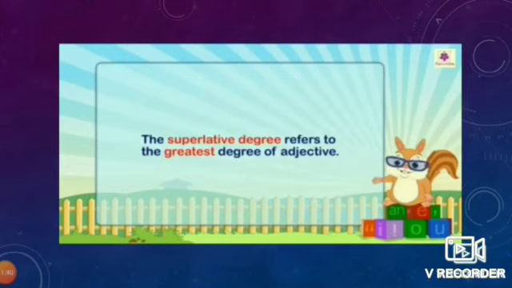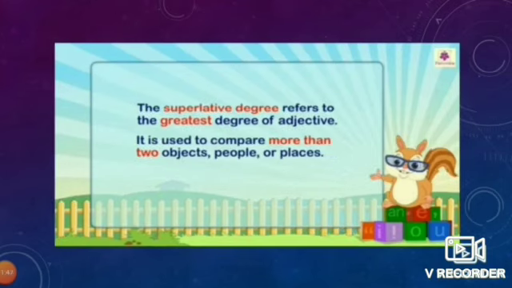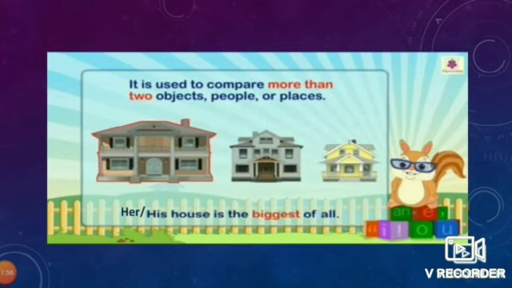Next, we have the superlative degree. The superlative degree refers to the greatest degree of adjective. It is used to compare more than 2 objects, people, or places. For example, her house is the biggest of all.